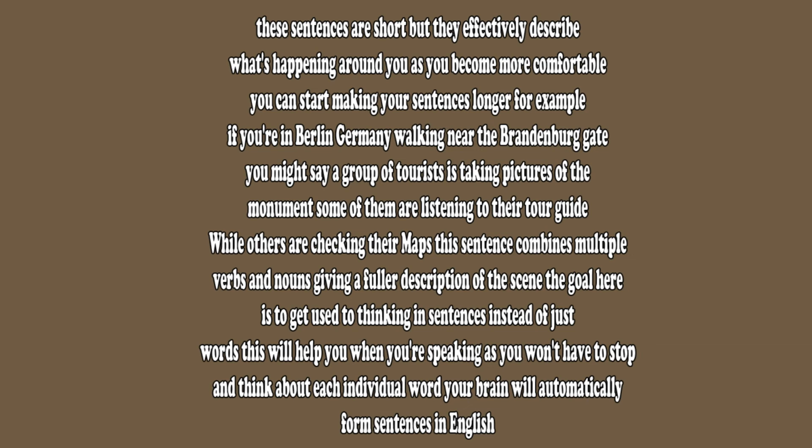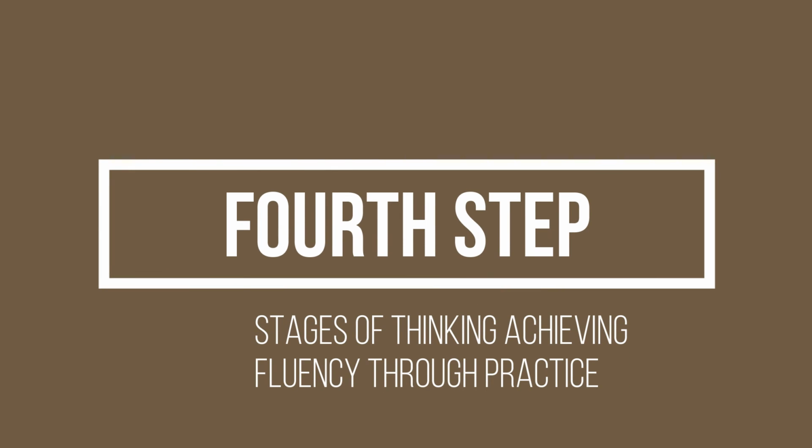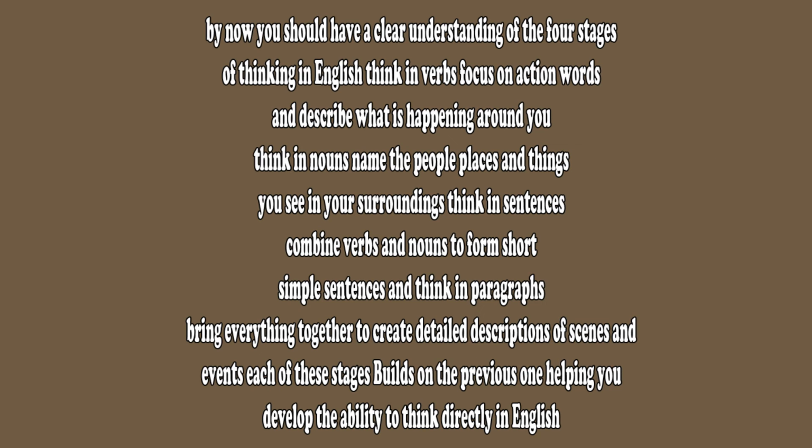The goal here is to get used to thinking in sentences instead of just words. This will help you when you're speaking, as you won't have to stop and think about each individual word. Your brain will automatically form sentences in English. Fourth step, stages of thinking, achieving fluency through practice. By now you should have a clear understanding of the 4 stages of thinking in English.